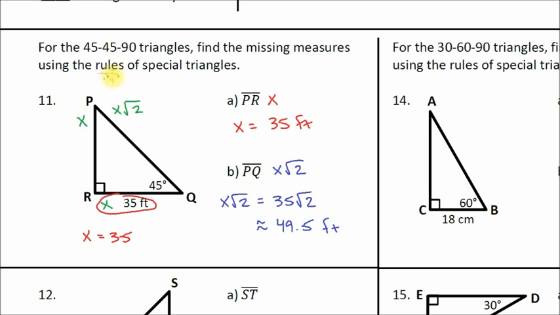Now this particular question does not say label the sides of the triangle, but I'm going to do that anyway. So the hypotenuse is 49.5 feet, and the other leg is 35 feet. And the reason I do that is, hey, it makes sense. The hypotenuse is longer than the two legs, so that at least makes logical sense.